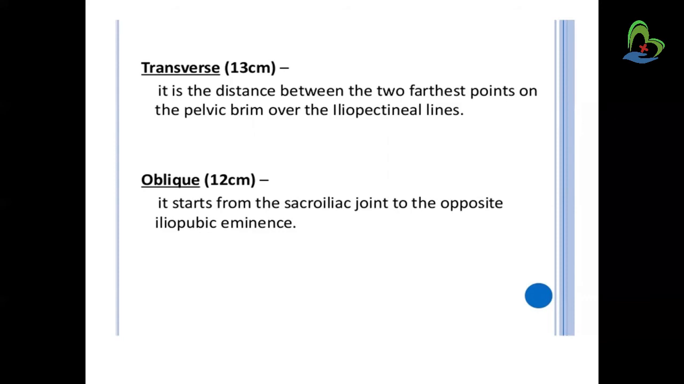The oblique one is about 12 centimeters and that starts from the sacroiliac joint. The sacroiliac joint is where the sacrum and the ilium are joined. It runs from the sacroiliac joint to the opposite iliopubic eminence. The iliopubic eminence is the part where the ilium and the pubis bone are joined. So from the sacroiliac joint to the iliopubic eminence, the measurement is known as the oblique measurement, and that measures about 12 centimeters.